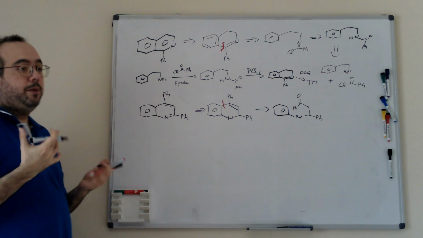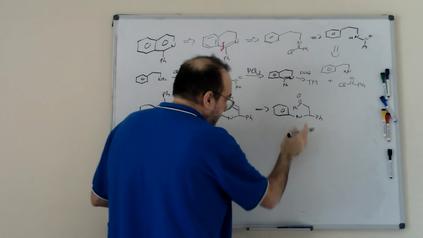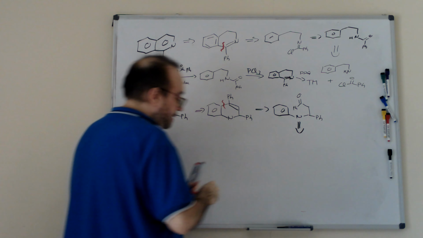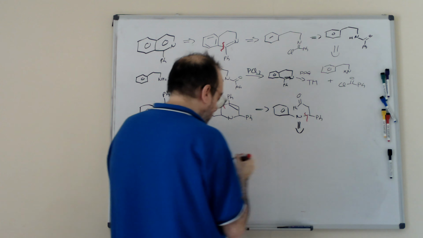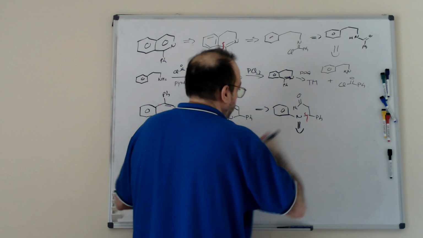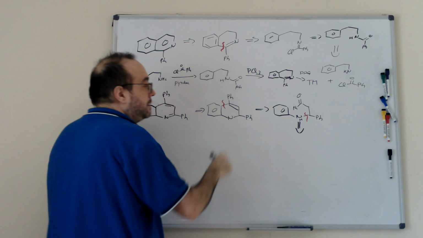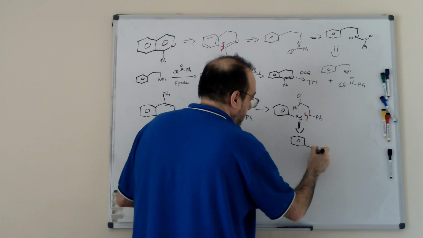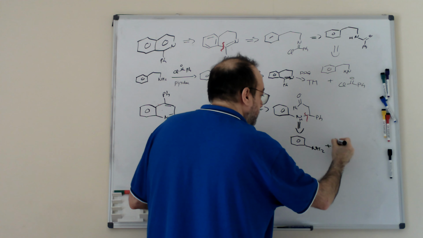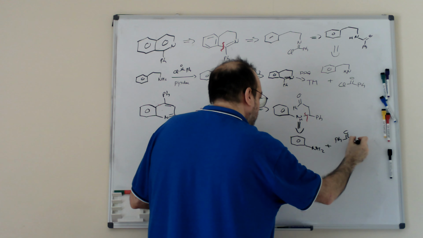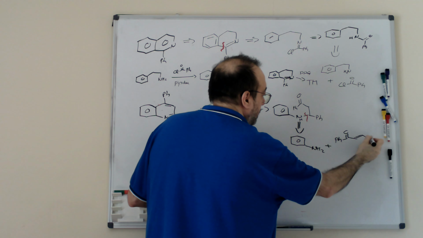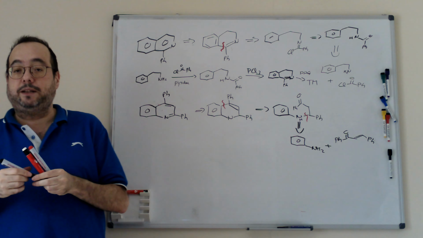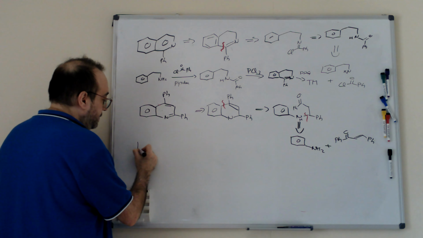Followed by dehydration, and then this, we can break this nitrogen-carbon bond. Sorry, it's missing a hydrogen here. And when we break this, this is basically a Michael addition between the aniline and this alpha-beta unsaturated ketone. Forward synthesis.